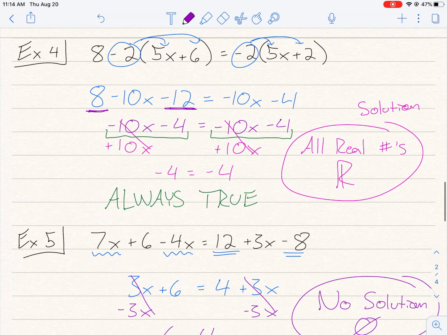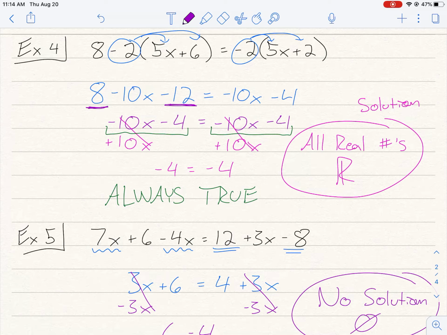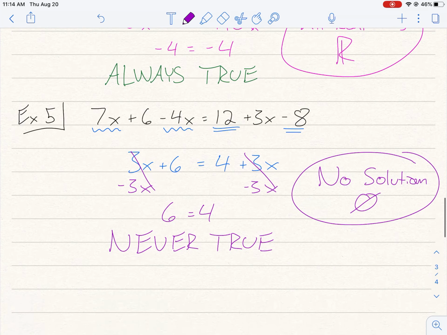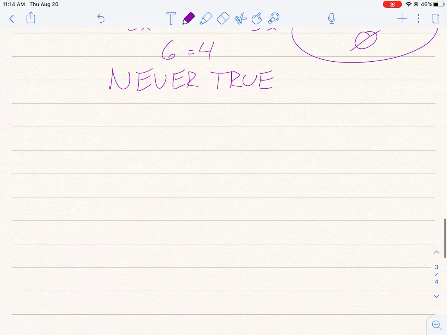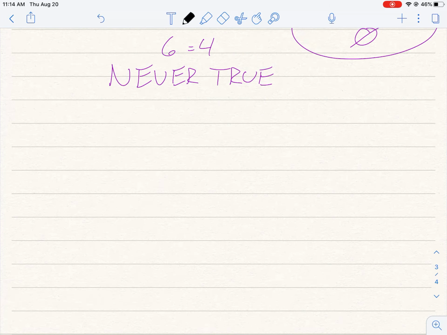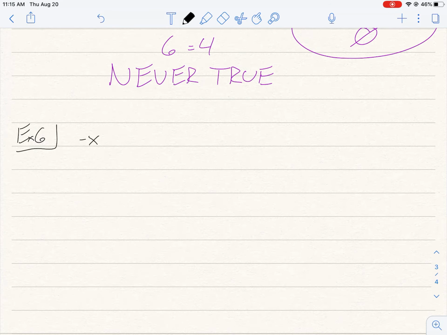So notice, comparing the previous two, all real numbers, that is your solution, and it's always true because any number could possibly work. But if you have no solution, then it's never true. And let's do one last example here. It's going to be example number 6. Negative x plus 2 parenthesis 5x minus 1 equals 2 parenthesis 3x plus 4 plus x.